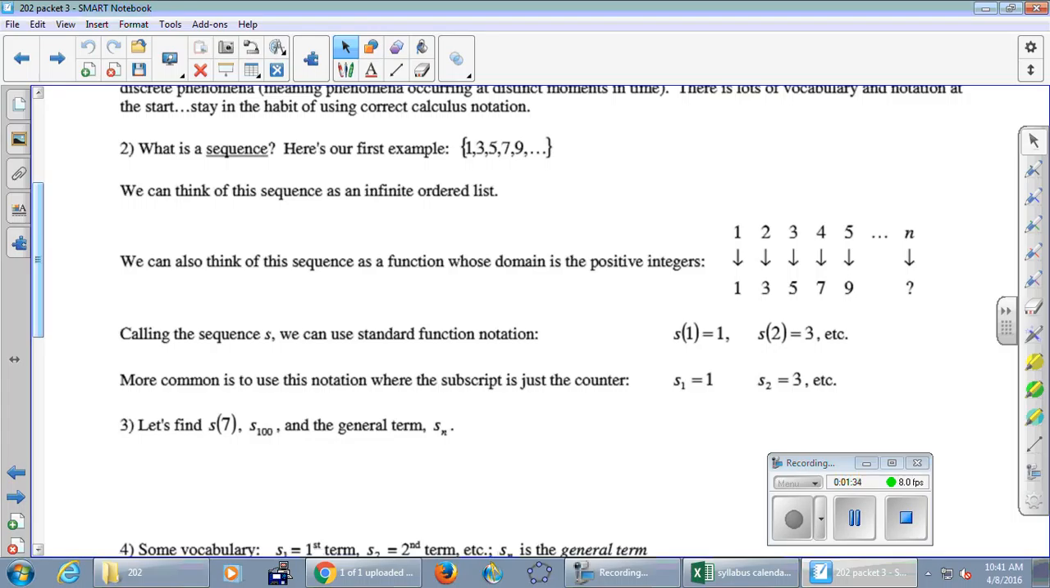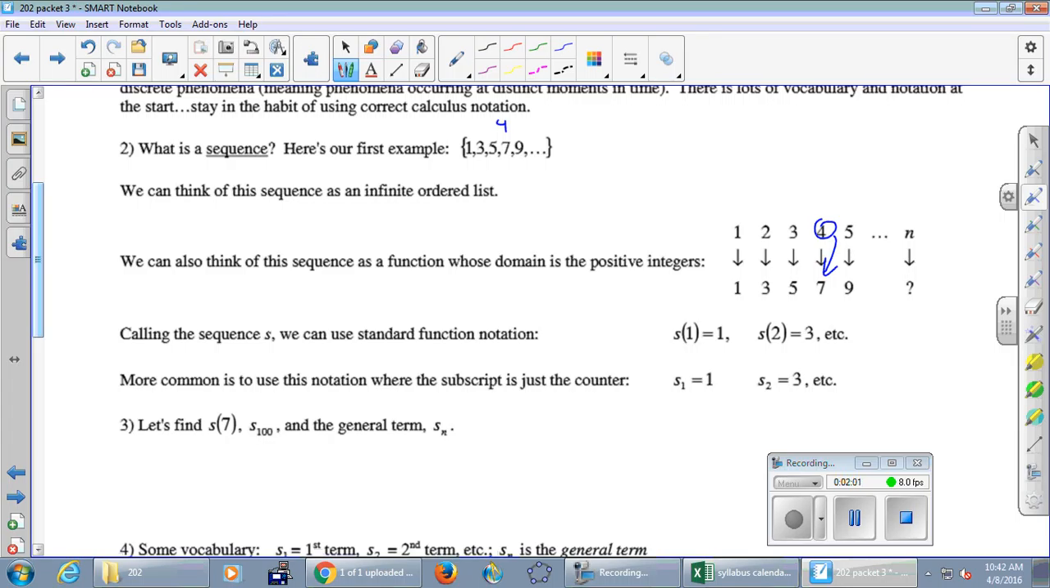A sequence, there's our first example, 1, 3, 5, 7, 9, etc. We can think of this sequence as an infinite ordered list, infinite number of things inside, going forever. We can also think of the sequence as a function whose domain is the positive integers. So I can say, for example, that the number 4 as a function goes to the number 7 because 7 is the 4th term in our sequence, right?